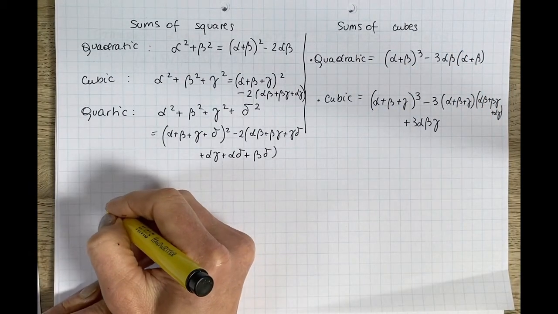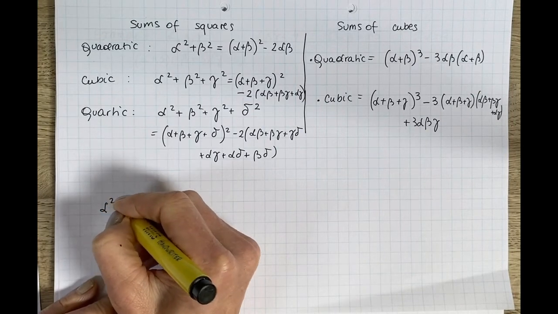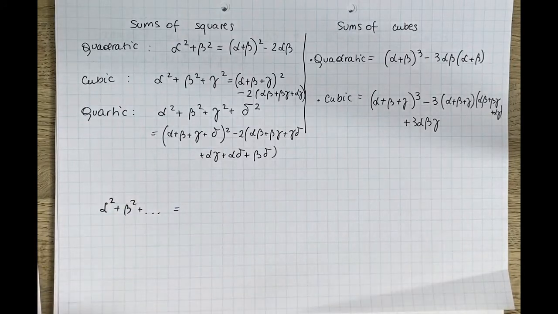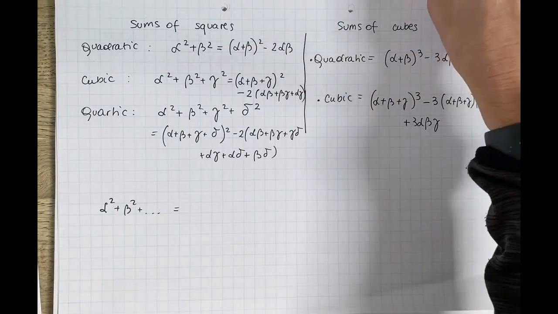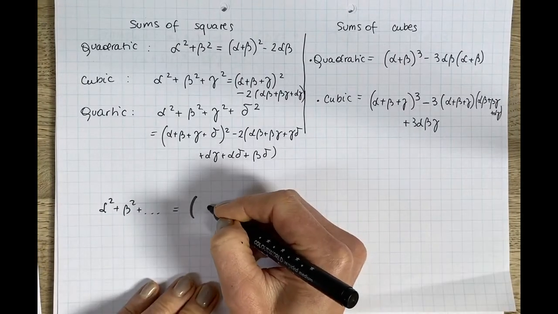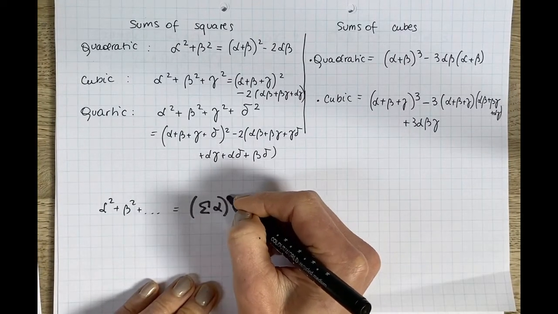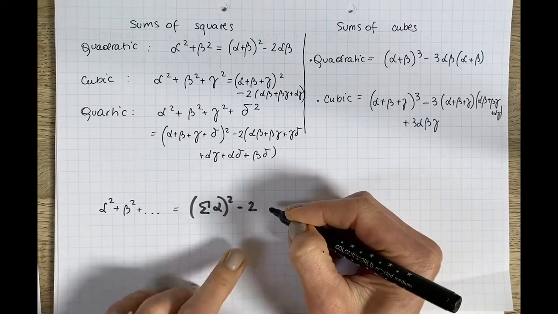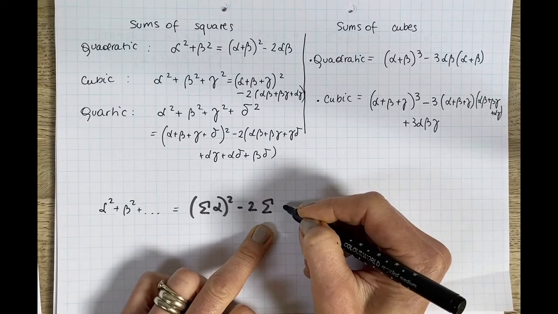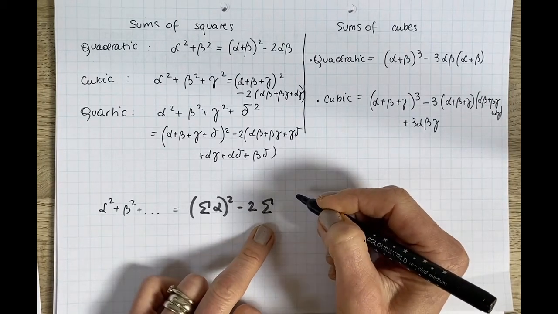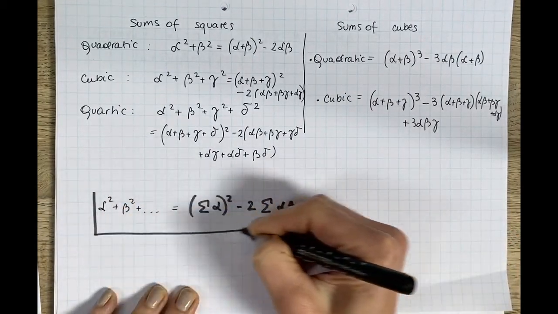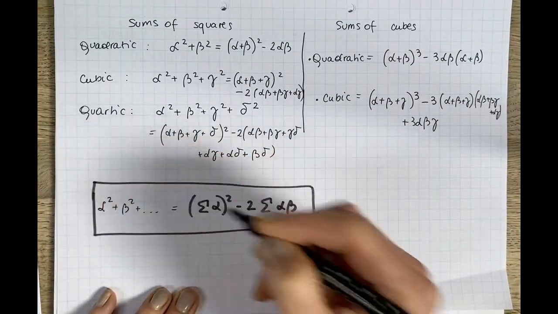So over here, if I have alpha squared plus beta squared plus, it doesn't matter how many roots it is, what polynomial it is, as long as it's only squared, you'll always get the sum of roots squared, and minus 2 lots of the sum of pairs, the product of pairs of the 2 roots multiplied together. So that's easy to remember.